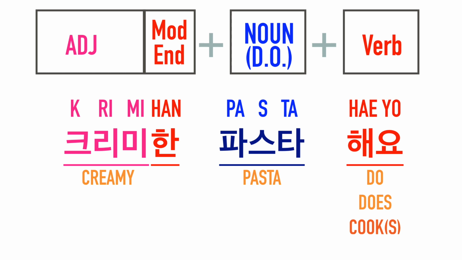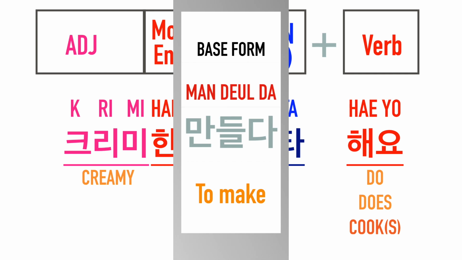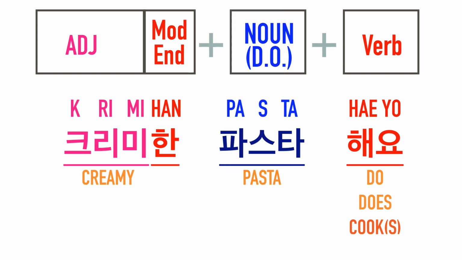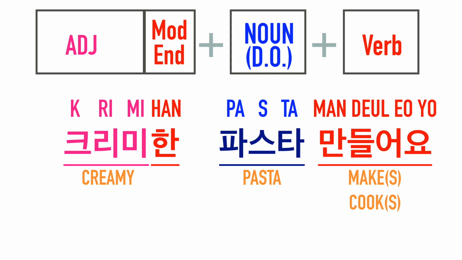Keep in mind that you can also use the verb 만들다, which means to make, but it can also mean to cook in this context, and 만들다 becomes 만들어요 when it's conjugated to the present tense casual polite form. So instead of saying 크리미한 파스타 해요, you can also say 크리미한 파스타 만들어요.